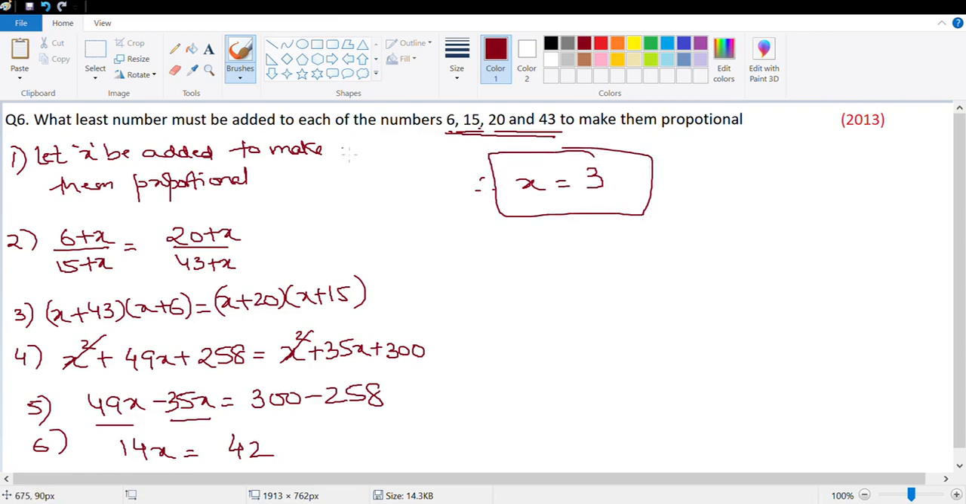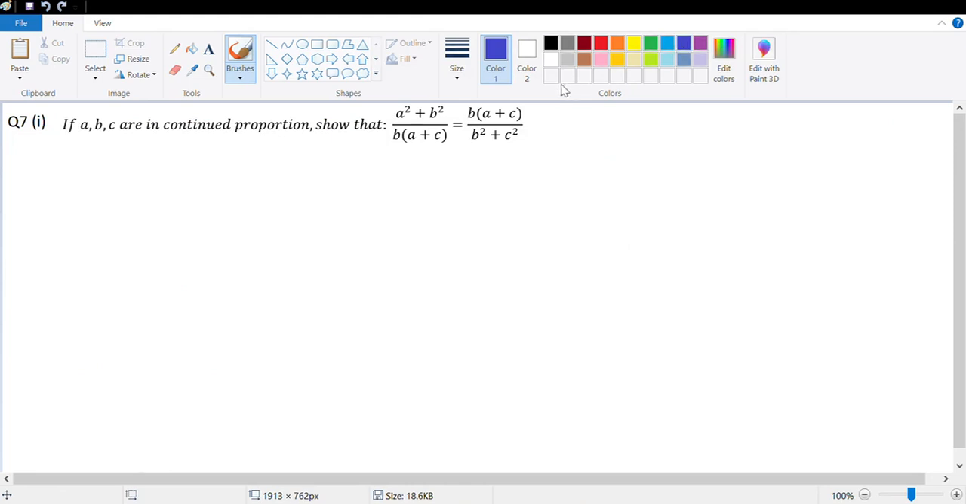So what is the least number which needs to be added? Therefore, 3 needs to be added to make them in proportion. This is a question which appeared in your board exam in 2013. Good, let's look at the next one. The next one that we are doing is question number 7, part 1.